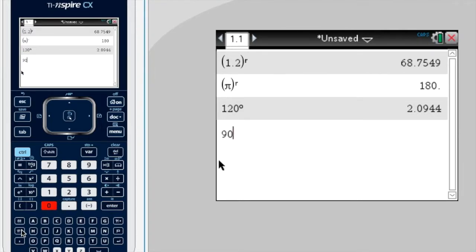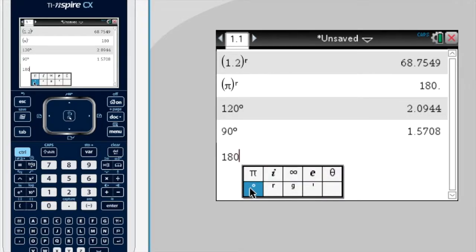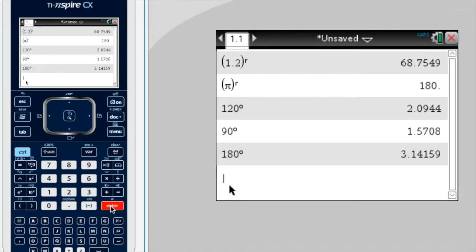Okay, now let's try 90 degrees and see what we get. 90 degrees, and then press enter. They're saying it's 1.5708. Okay, so what about if I put 180? I wonder what they'll do. 180 degrees, enter, and there it is, an approximation of pi. So they're not actually giving me the symbol pi, they're giving me always the numerical value.